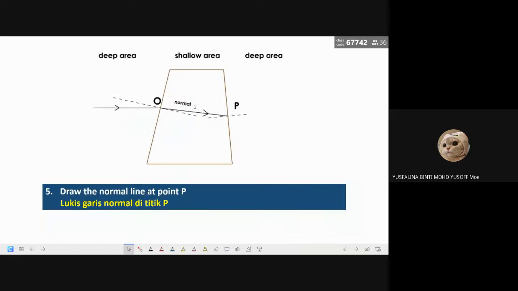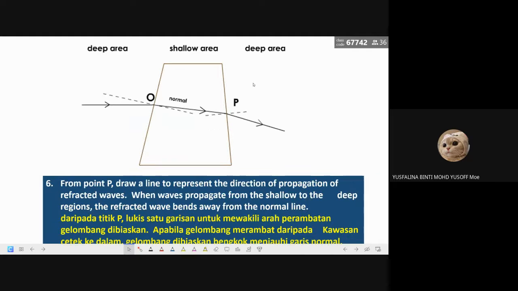And then after that, now it will enter the deep area, right? So again you draw the normal line at the surface of the plane here, and it must be 90 degrees. Here you can see it enters from shallow to deep area, so it will be refracted away. So you draw the line refracted away from the normal.